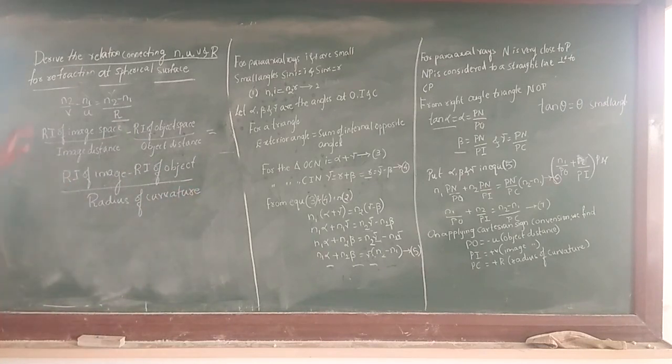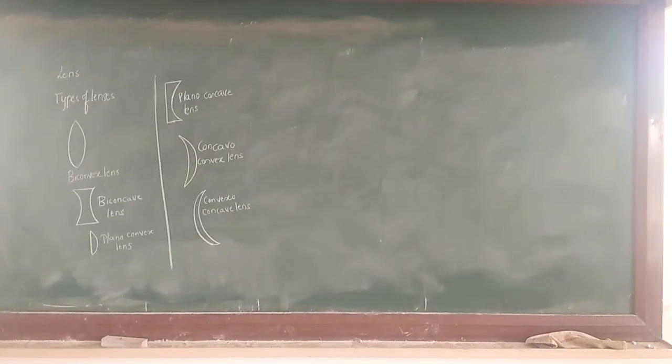This can also be written in terms of this, or this can also be written in this term. This is the expression for n, u, v and R. Now next we are studying about the lens.